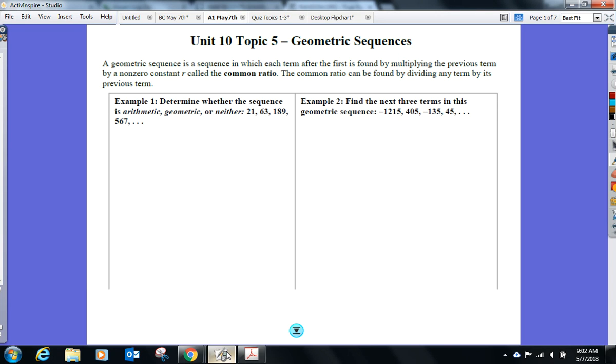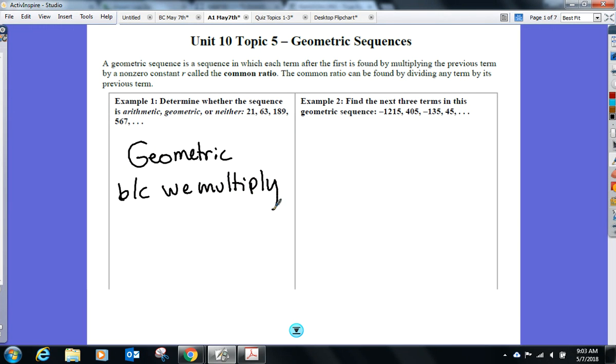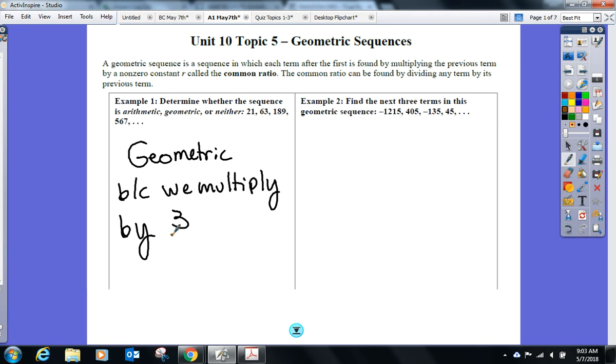567. So we determined what type of sequence is it? Geometric. Geometric because we multiply by 3. Let's talk about that number 3 right now.